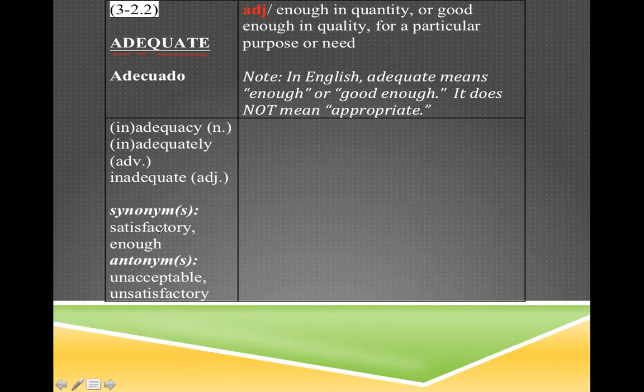Synonyms, we have satisfactory, enough. Okay, you can see here enough is part of the definition. Enough or good enough. It's satisfactory, that's good enough, that satisfies. Okay. His result was adequate, his result was satisfactory, it was good enough. Antonyms, opposite words, means unacceptable or unsatisfactory. The prefix un makes it negative, right? Not acceptable, not satisfactory. We don't say not, but we say unacceptable, unsatisfactory.